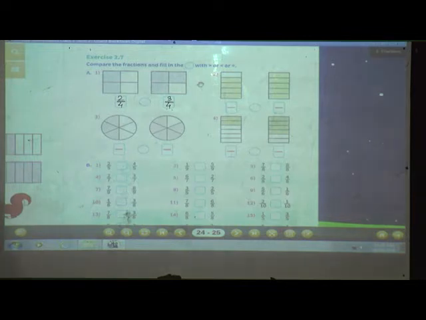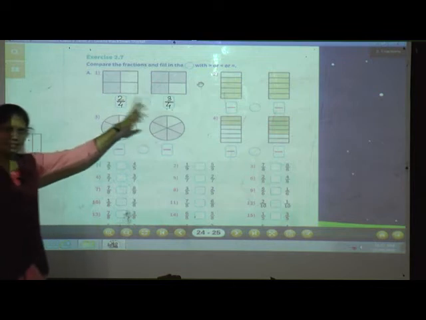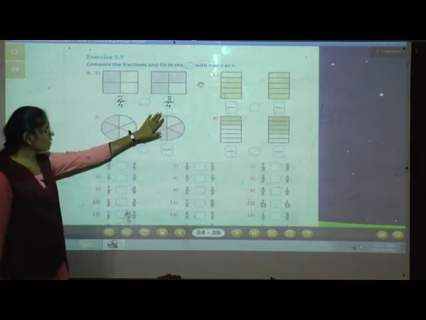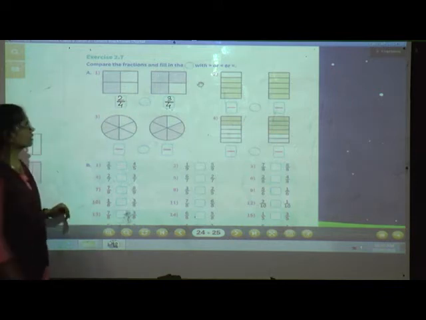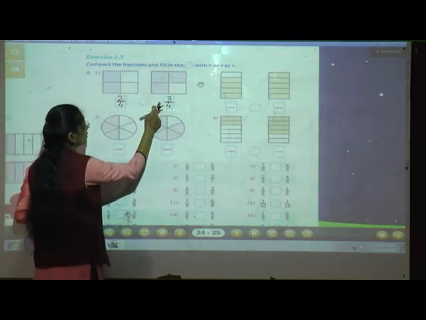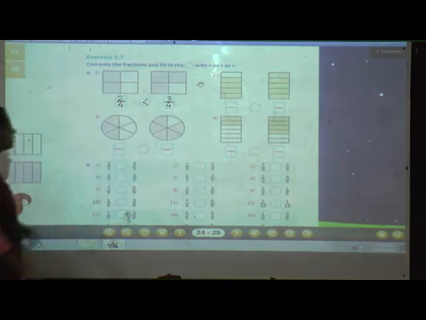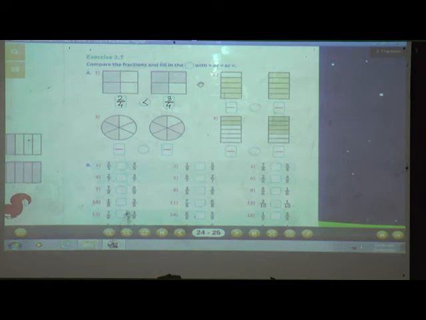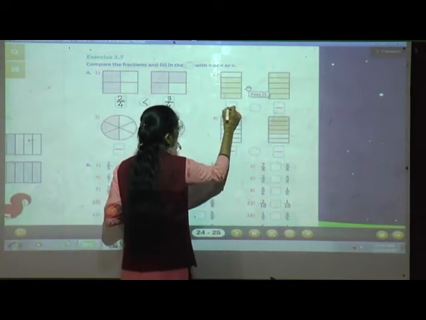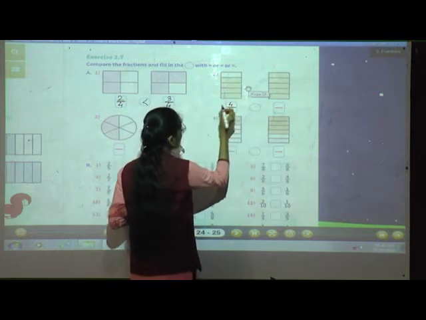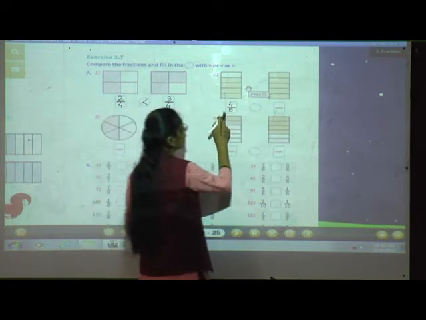Now see here, the denominator is same, 4 and 4 only. So here we have to see only the numerator. Which numerator is greater, 2 or 3? 3 is greater than 2. So 3 by 4 is greater than 2 by 4. Now we'll move to the next example, that is the second one. See here, 1, 2, 3, 4, 5. Here total 5 parts are there, and out of 5, 4 parts are shaded. So the fraction is 4 by 5.